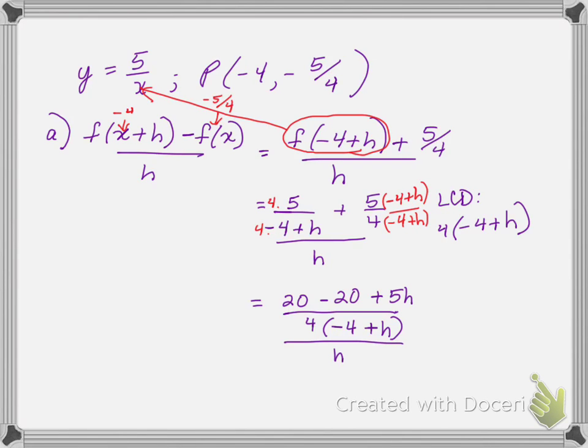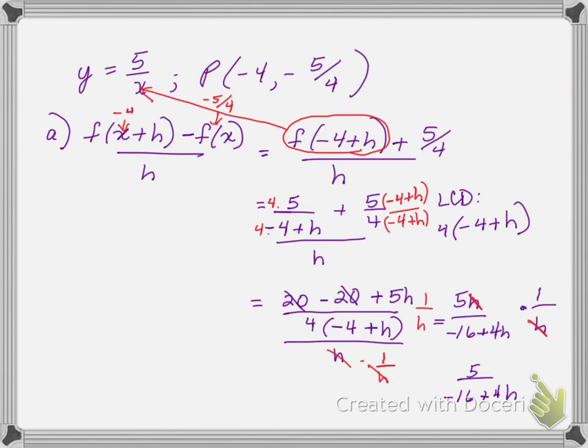Okay, and then continuing to simplify here, our 20s subtract out. So continuing here, we have 5h all over -16 plus 4h, and then we're going to multiply that times 1 over h. Again, that is equivalent to dividing by h. So here I'm just eliminating that fraction. And so in the resulting multiplication, we can divide out h. All right, and so we have 5 all over -16 plus 4h.